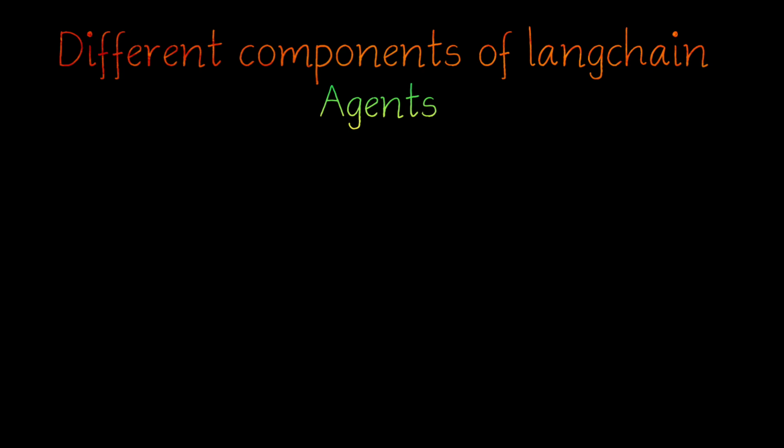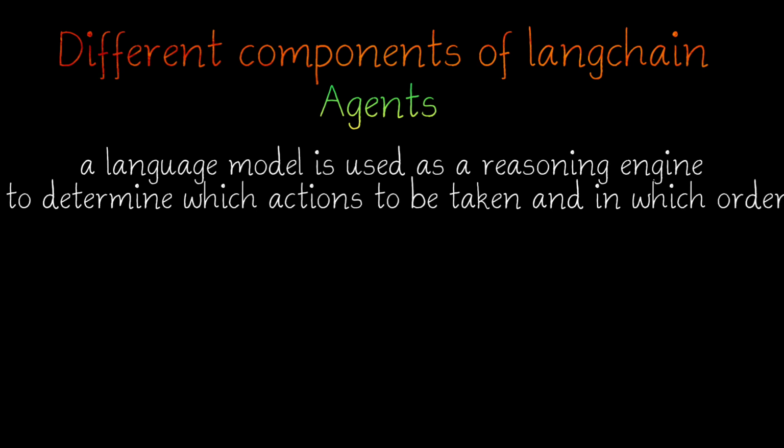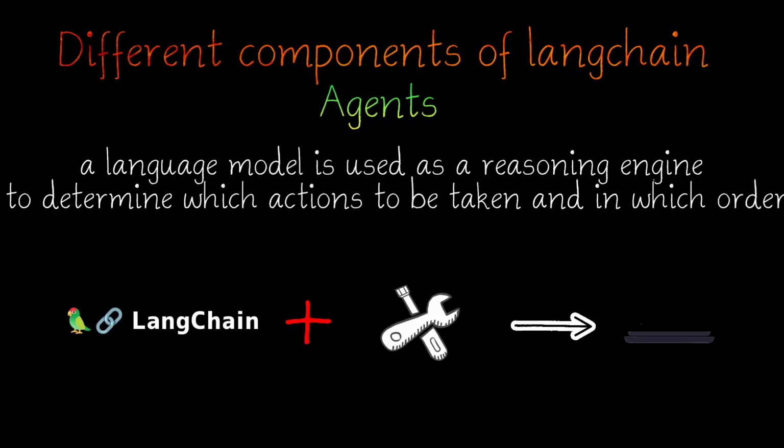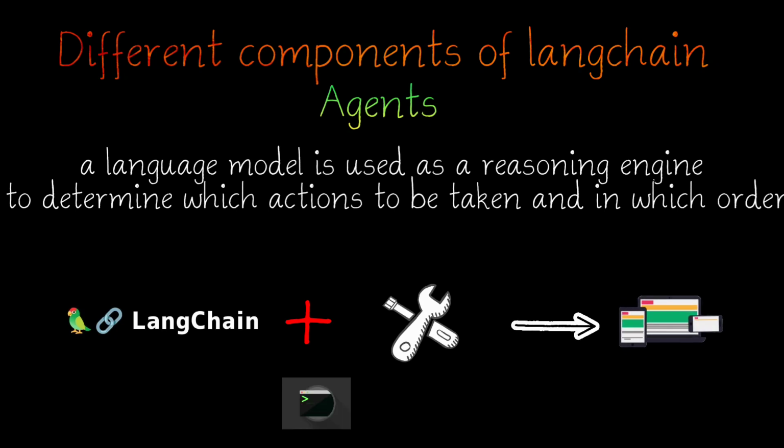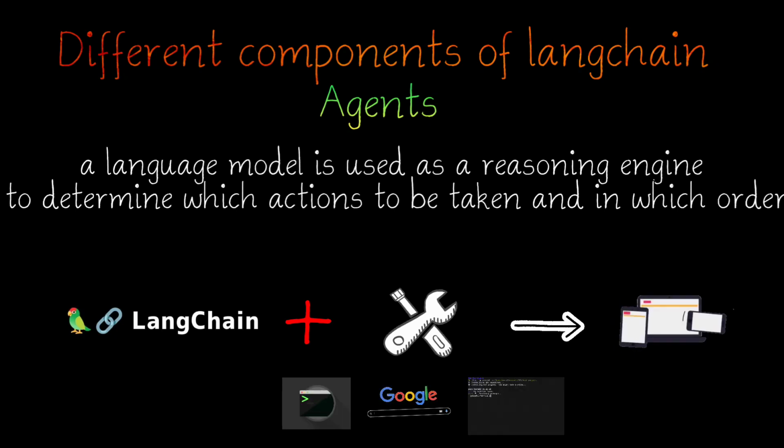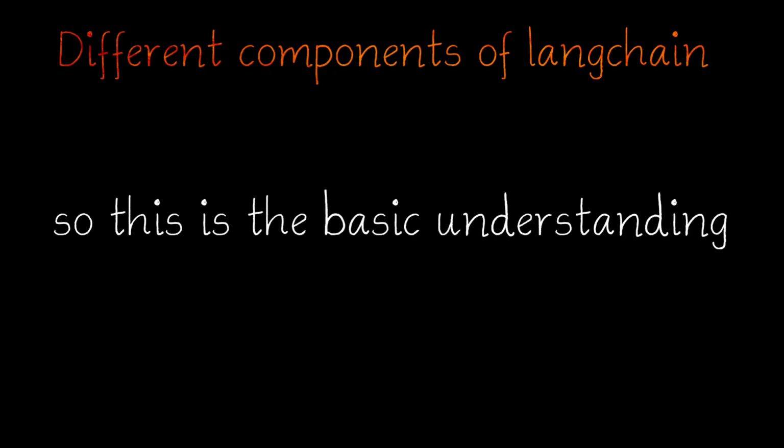Finally, let's see what agents are in Langchain. In agents, a language model is used as a reasoning engine to determine which action to be taken and in which order. Basically, Langchain is capable of adding different tools to the application like Python shell, Google search, terminal commands and many more by making use of the agent concept. So, this is the basic understanding of all the components present in Langchain.